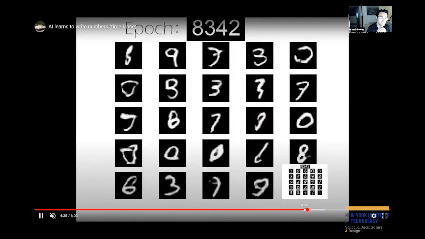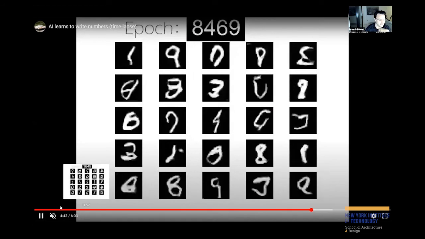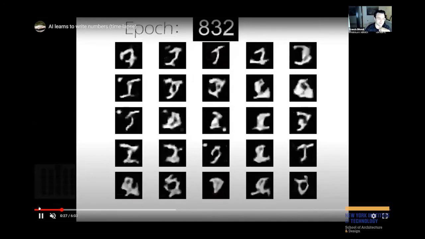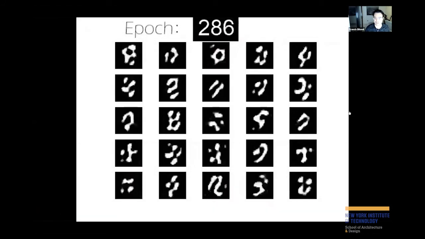All right, so as we get further through, we're starting to get to very recognizable integers and digits. And if you look, we started at something that was very far from understandable as a person.